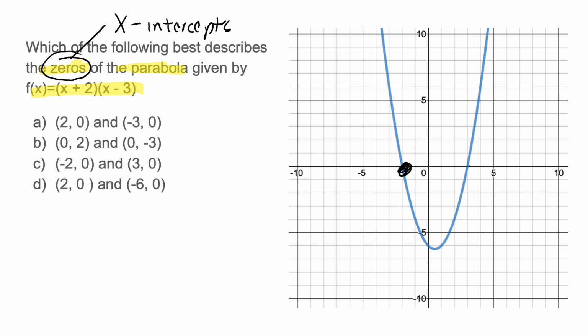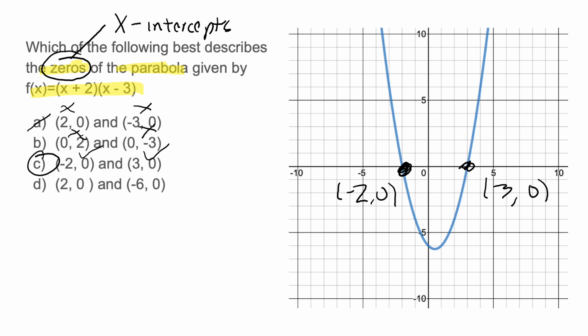Right there, right there. Label your points. That is -2, comma, 0. That is 3, comma, 0. And then let's go find them on your answer choices. So we know that the first one is wrong because this one's wrong. And this one's wrong. 0, comma, 2. That's wrong. That's wrong. That's good. That's good. Looks like the answer is C.